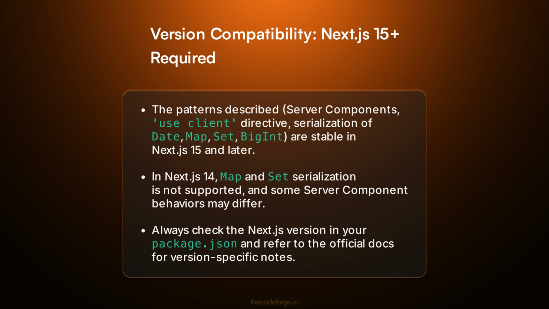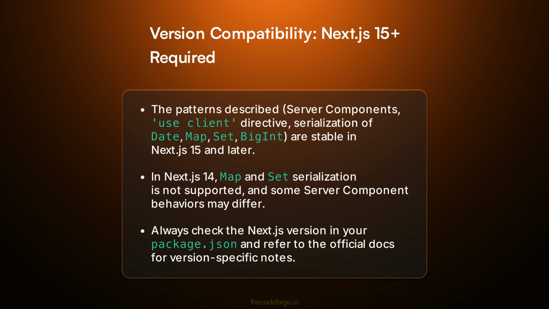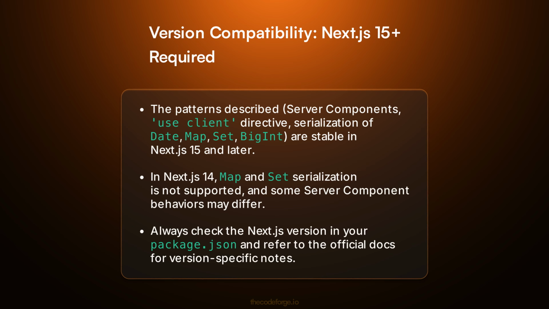The patterns described server components. Use client directive, serialization of Date, Map, Set, BigInt are stable in Next.js 15 and later. In Next.js 14, Map and Set serialization is not supported and some server component behaviors may differ. Always check the Next.js version in your package.json, and refer to the official docs for version-specific notes.